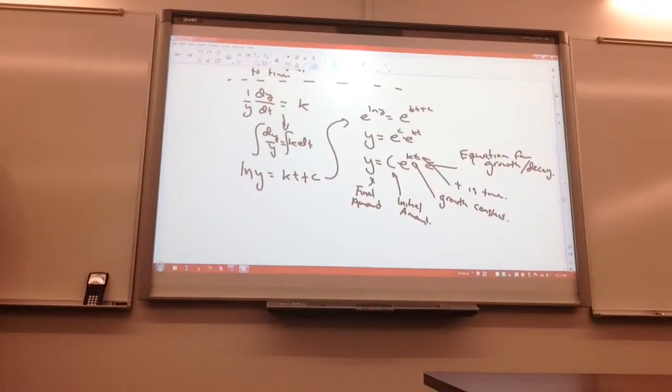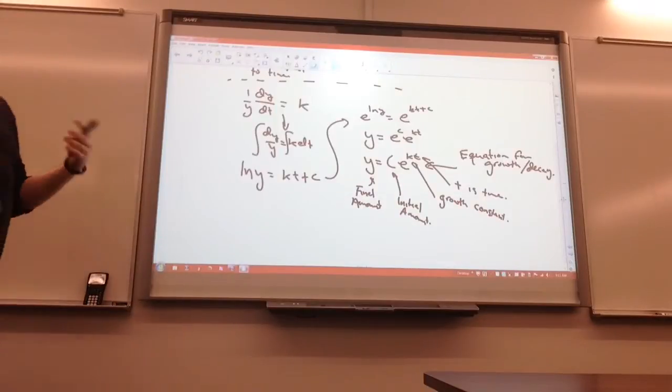Yeah? How did it come out from e to the c to just c? Oh, e to the c is a constant. Remember, e is 2.71 and change, okay? And c is a constant, so I'm raising 2.71 by a constant, so it'd be like raising 2.71 by like 5. It just comes out to be a constant number. Okay.